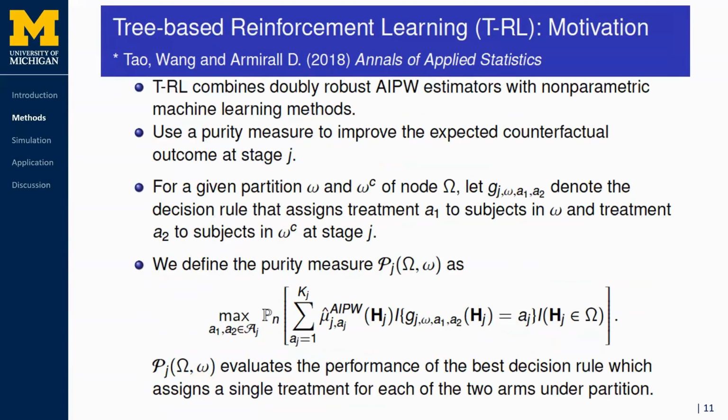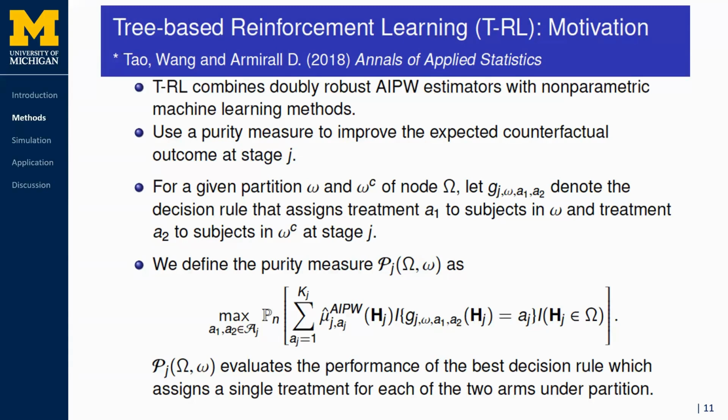So here, this is a tree-based reinforcement learning approach. This approach will combine the double robust AIPW estimators with non-parametric machine learning methods, and they actually will create a purity measure, not the classification purity type of error thing. And I'm going to create a purity measure to improve the expected counterfactual outcome at each stage J.